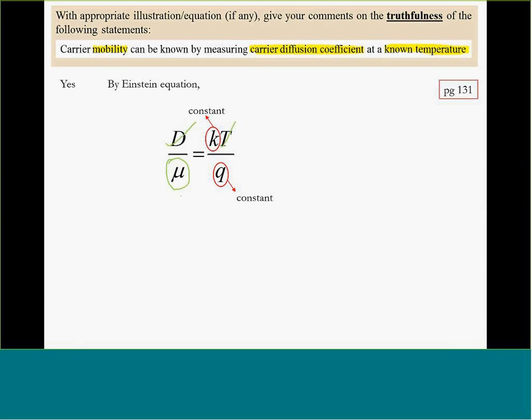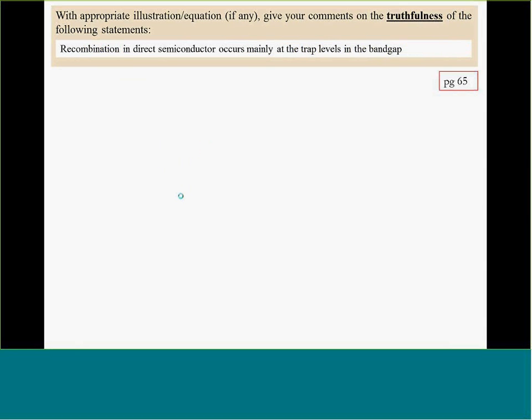Okay, let's go to the next one. Recombination in direct semiconductor occurs mainly at the trap levels in the band gap. Okay, let's see what our keywords are here. Our keywords are direct semiconductor, trap levels in the band gap, recombination. So what should come to your mind? Of course, you must have a visualization of what a direct semiconductor is, isn't it?